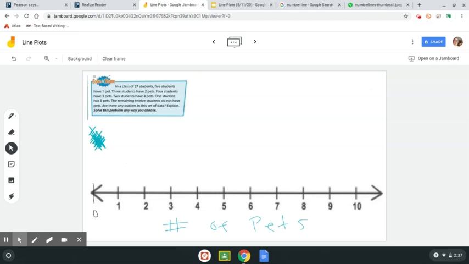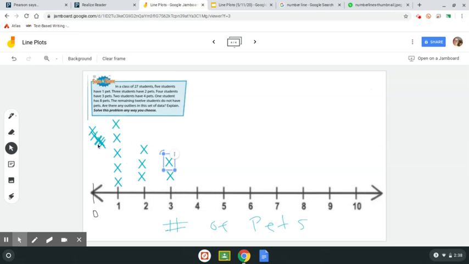On the bottom, the numbers from 0 to 10 represent the number of pets, and each X represents a student, okay? So 5 students have 1 pet. So 1 student, 2, 3, 4, 5. 5 students have 1 pet. 3 students have 2 pets. 4 students have 3 pets.